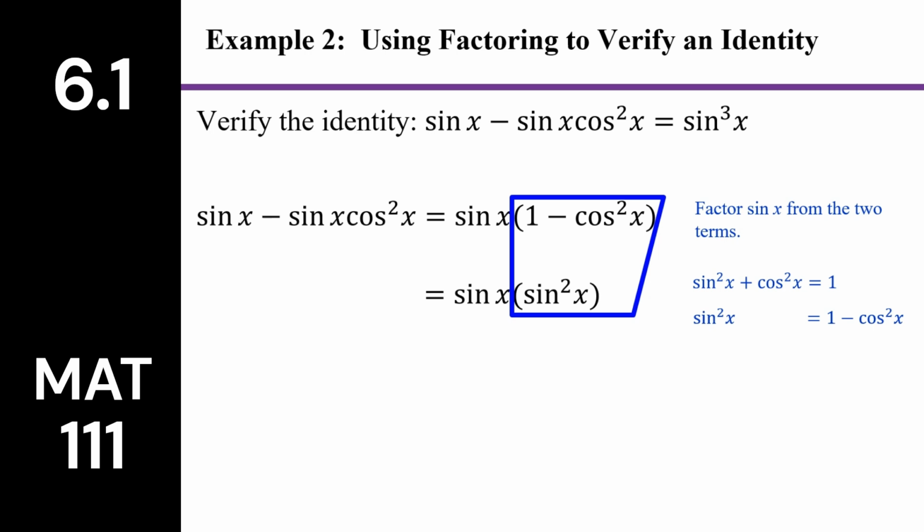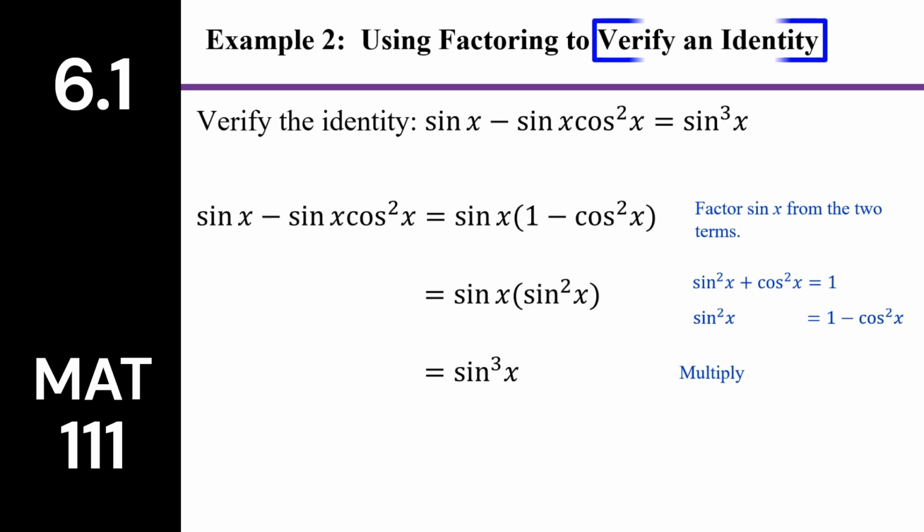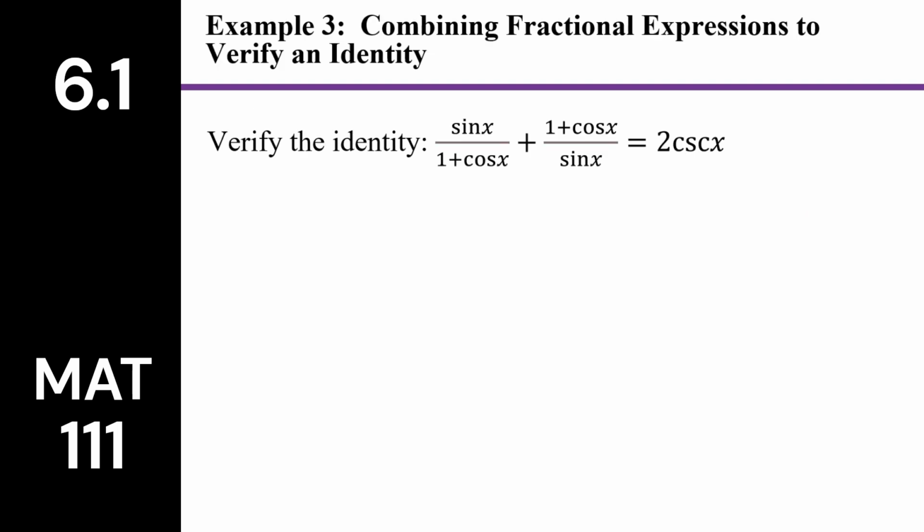Sine to the first power times sine to the second power is sine to the third power. And we have verified this identity because we started with one side and obtained the other side. In example 3, we're going to use the technique of combining fractions.